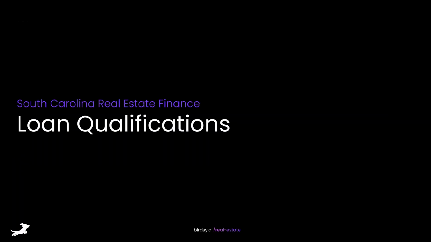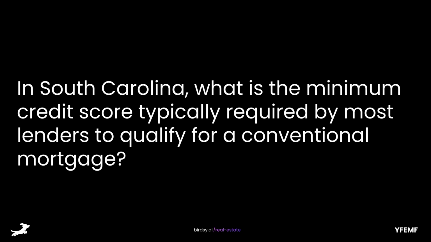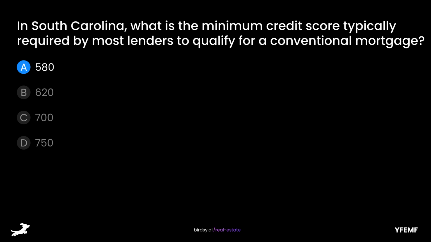Loan qualifications. In South Carolina, what is the minimum credit score typically required by most lenders to qualify for a conventional mortgage? Is it A, 580, B, 620, C, 700, or D, 750? The answer is B, 620.